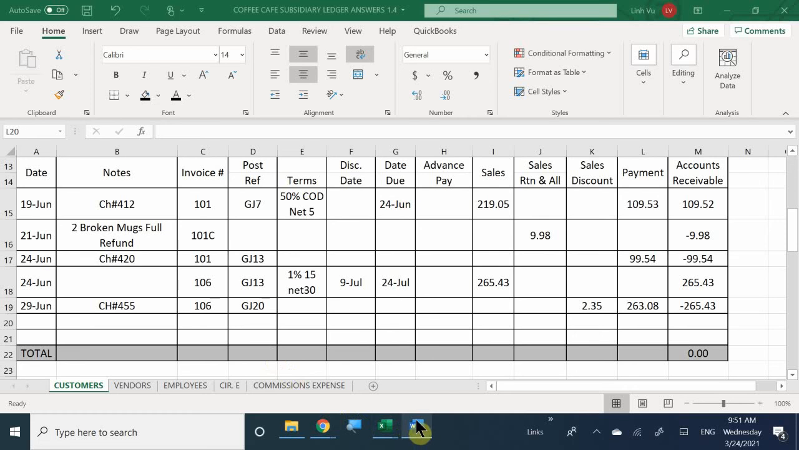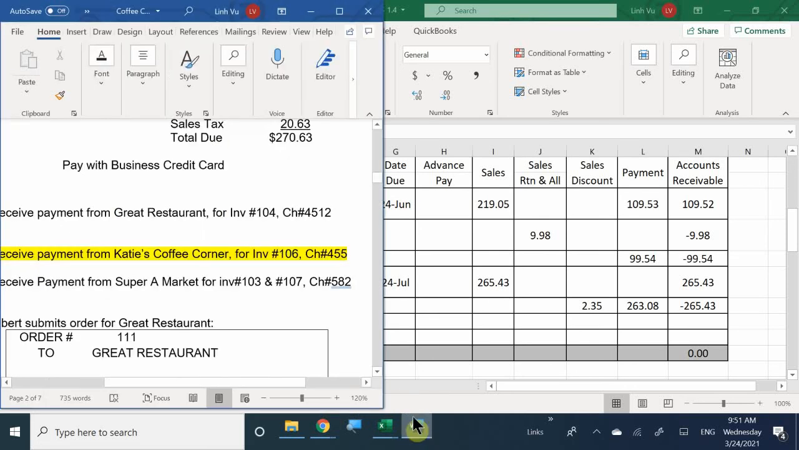Let's go ahead and finish off the last other section there, and then we'll go ahead and take a break and then come back and finish the rest. So here we have our last one right here. We received a payment from Super A Market for invoice number 103 and 107. So this person decided to pay for 2 invoices in one check. So let's go ahead and take a look at what those invoices are.